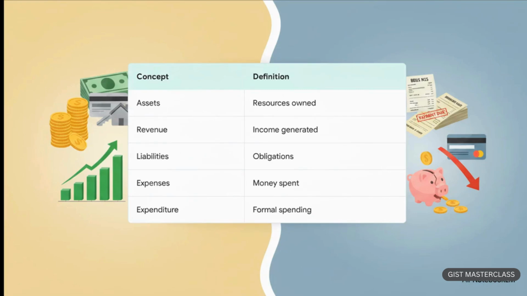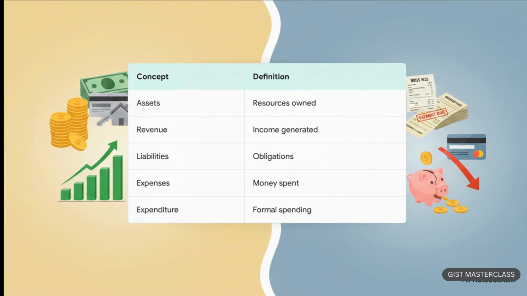Think of your entire financial world as a giant scale that constantly needs balancing. On one side, you've got the money coming in. These are your assets, which are the resources you literally already own, like cash or property. And then you have your revenue, which is the fresh income you generate from working or selling things.